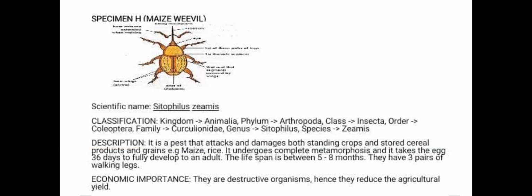So next, the egg takes about 36 days to fully develop to an adult. Also, this organism has a lifespan between 5 to 8 months, and it also has 3 pairs of walking legs. Then the next thing they could ask you, what is the economic importance? So for economic importance, remember, whenever they say economic importance, it does not only mean the good things. Economic importance means both the good and the bad.